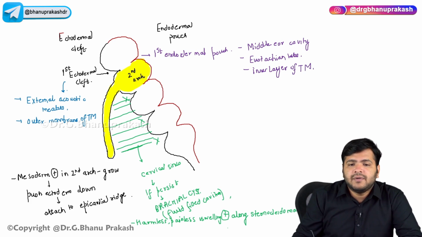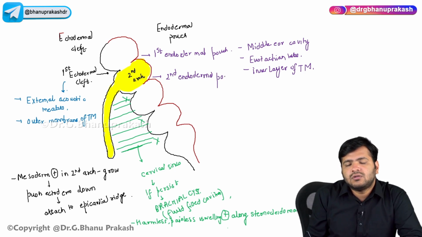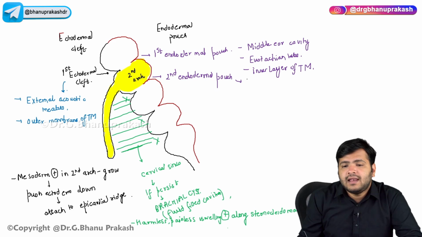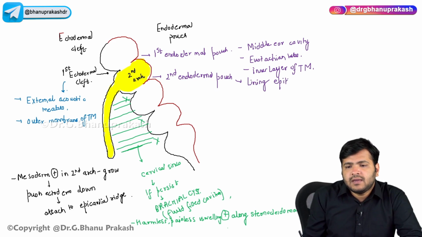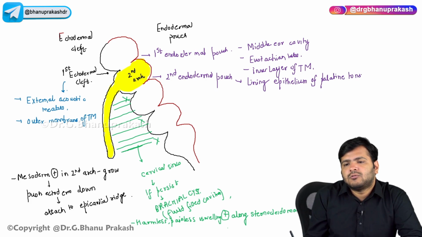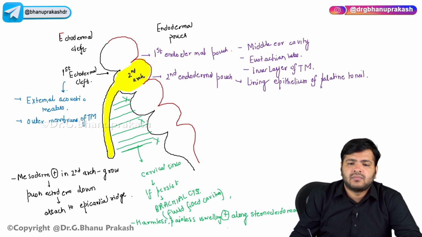Now coming on to the second endodermal pouch. In the second endodermal pouch you will get the lining epithelium of the palatine tonsil. Lining epithelium of the palatine tonsil.